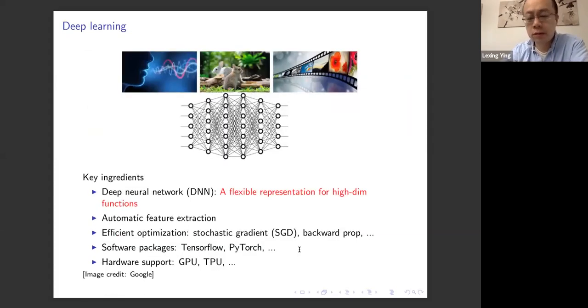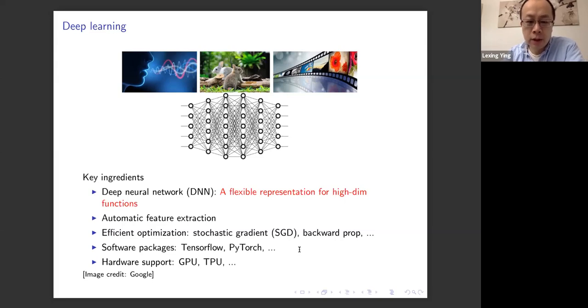Now, what is deep learning? Deep learning is something which has got very popular in the past 10 years, and by now close to 10 years. The key ingredients of deep learning are the following. The most important thing of deep learning is a structure called a deep neural network. By now, I think everyone is familiar with that. It's really a very flexible way to represent high dimensional functions and high dimensional probabilities.